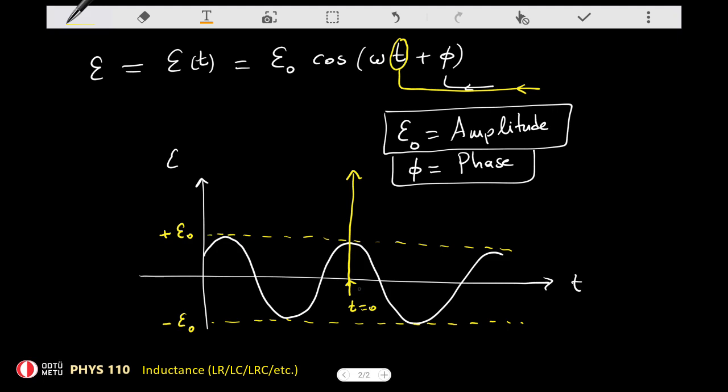So as a result, if I choose my time origin in here, for this kind of a thing, I should have the phase angle equal to 0. So this is something that you can adjust. But there's something else in here.